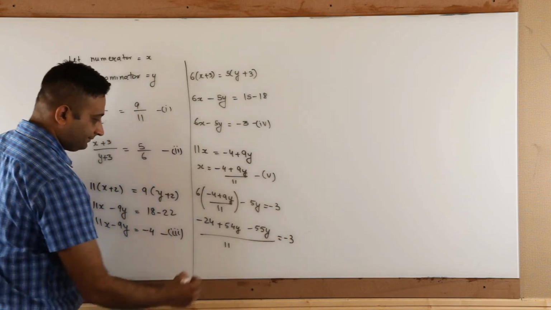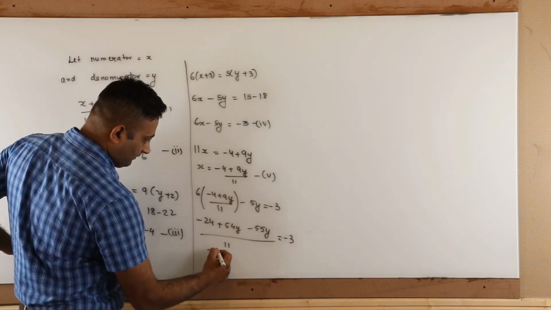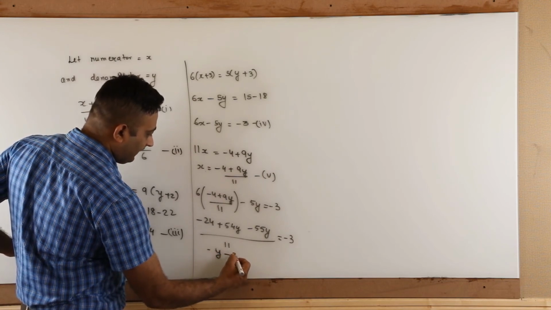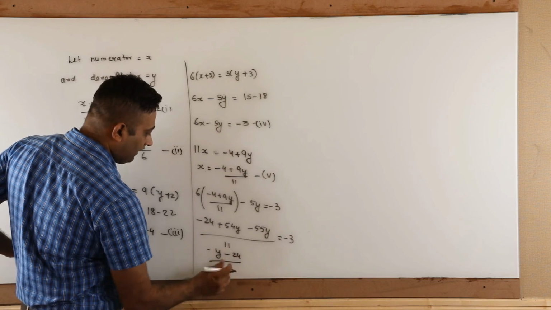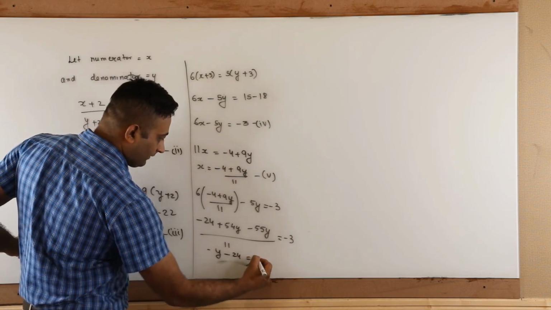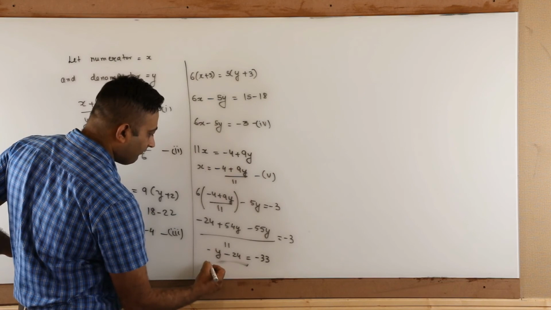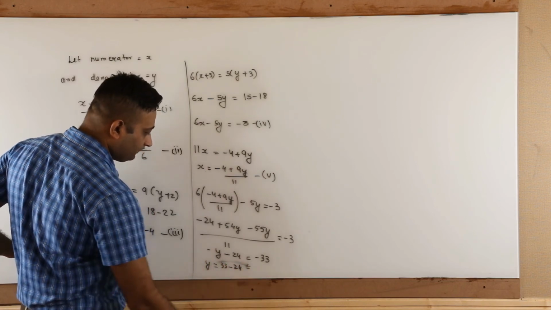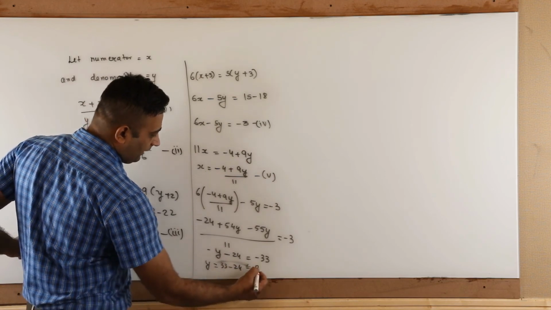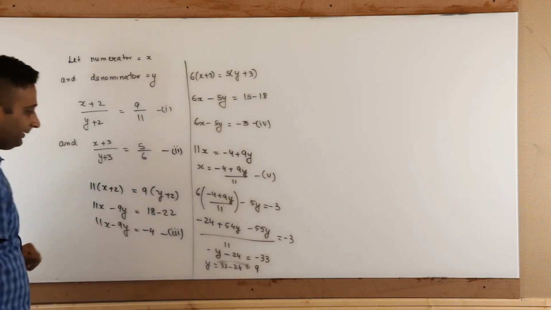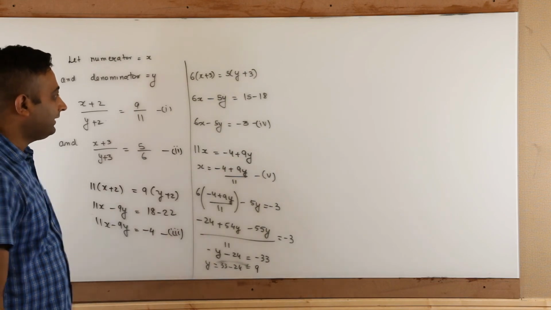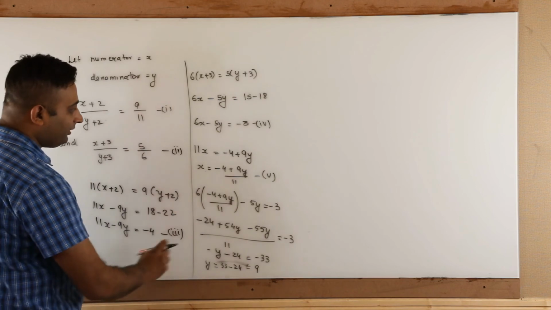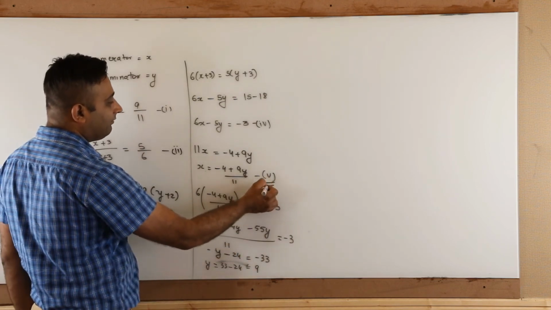that means minus y minus 24 equal to minus 33. That means y is equal to 33 minus 24, which is equal to 9. That means y is equal to 9, and we can find the value of x by substituting the value of y in equation number 5.